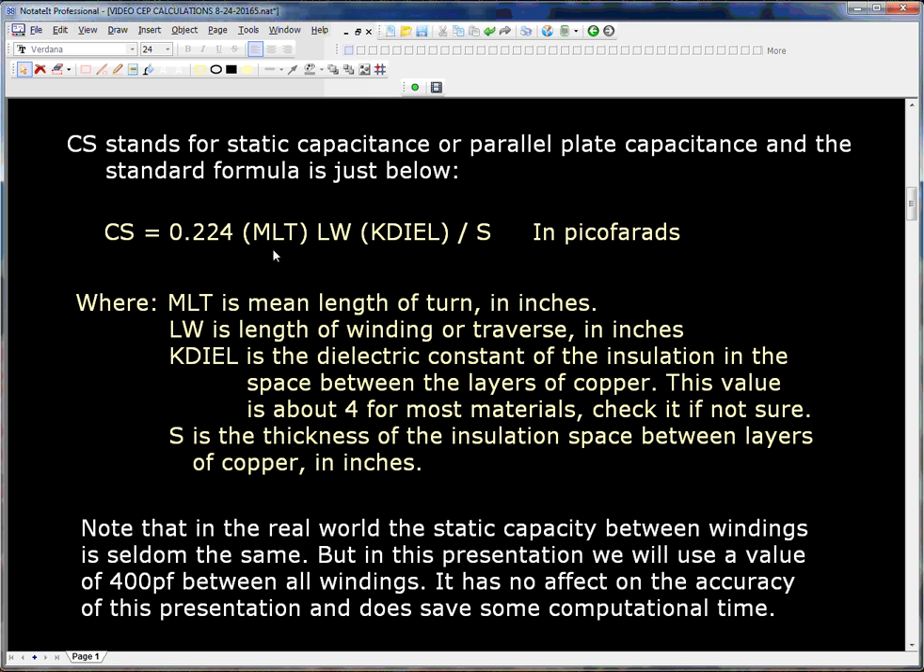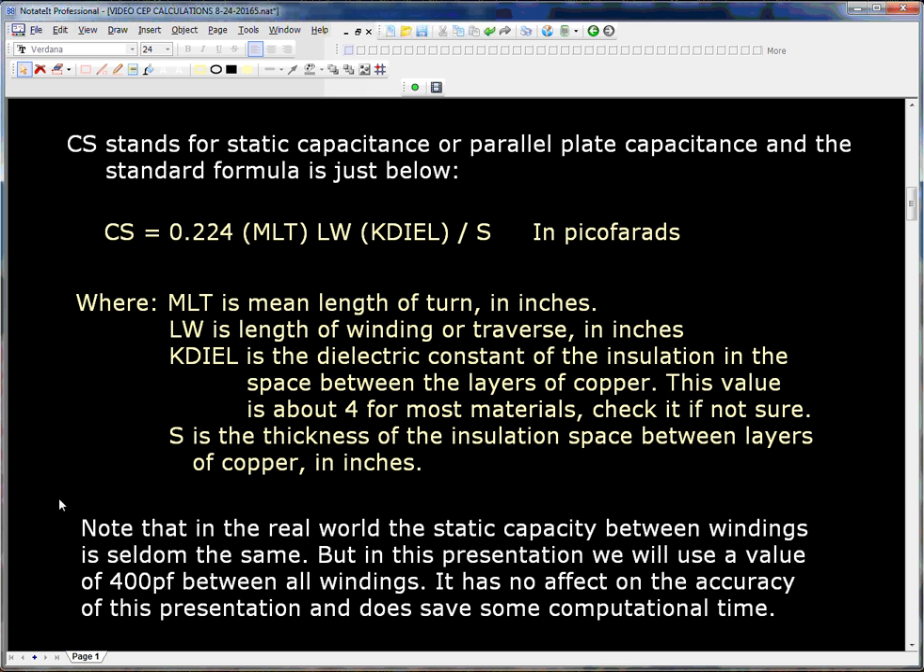CS equals 0.224 times the mean length of turn times the length of the winding. Both of these together is the area of the plates times the dielectric constant, and all divided by the distance between the layers, which is called S in this case, and it's in picofarads. I define it a little bit more here, but let's talk about the K dielectric for a moment. This is the dielectric constant of the insulation in the space between the layers of copper. This value is about 4 for most materials, but if you're not sure, you want to check it by looking at the material specifications or measuring it.